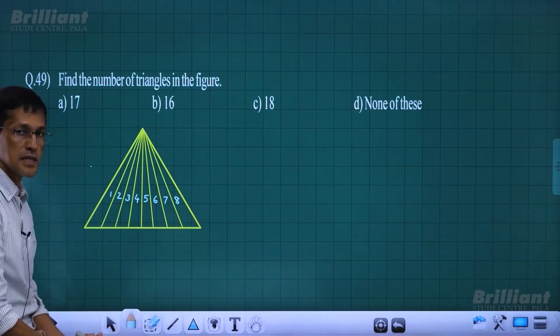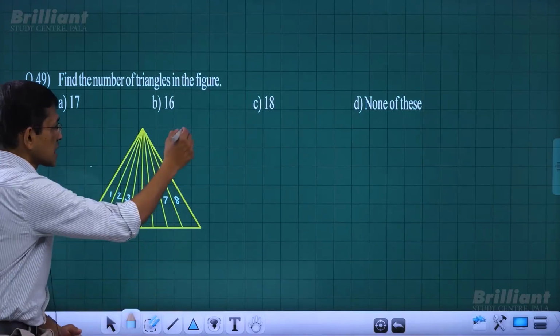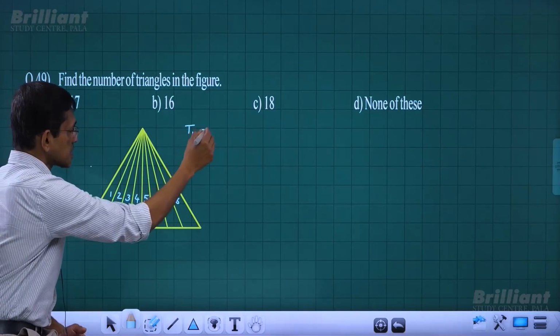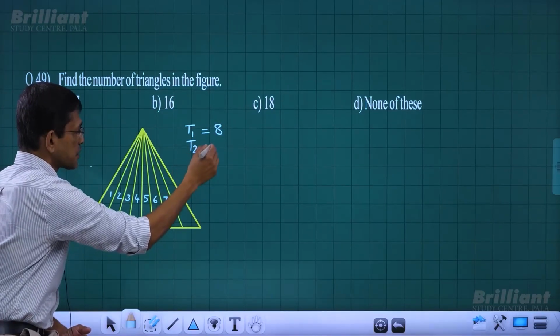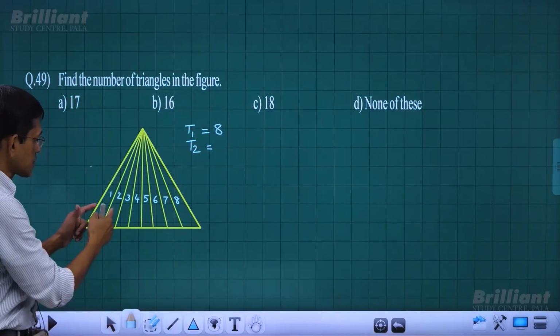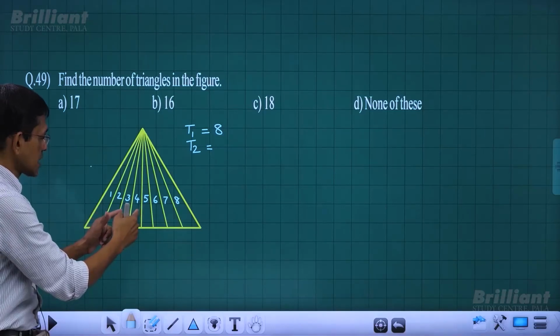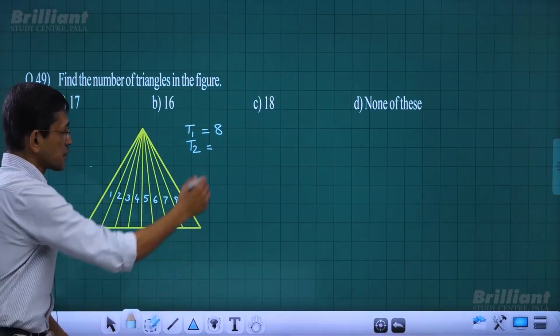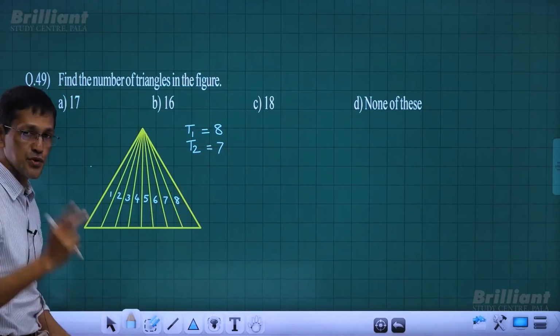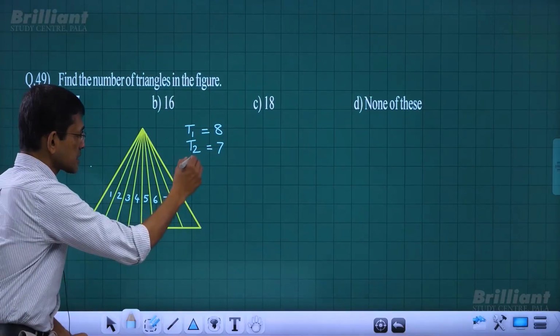In this case, counting is time consuming. So if you take one piece at a time, we have 8 of them. If you take 2 pieces at a time, so 1 and 2 together, 2 and 3 together, 3 and 4 together, 4 and 5 together, these are all triangles. So we get 7 of them.